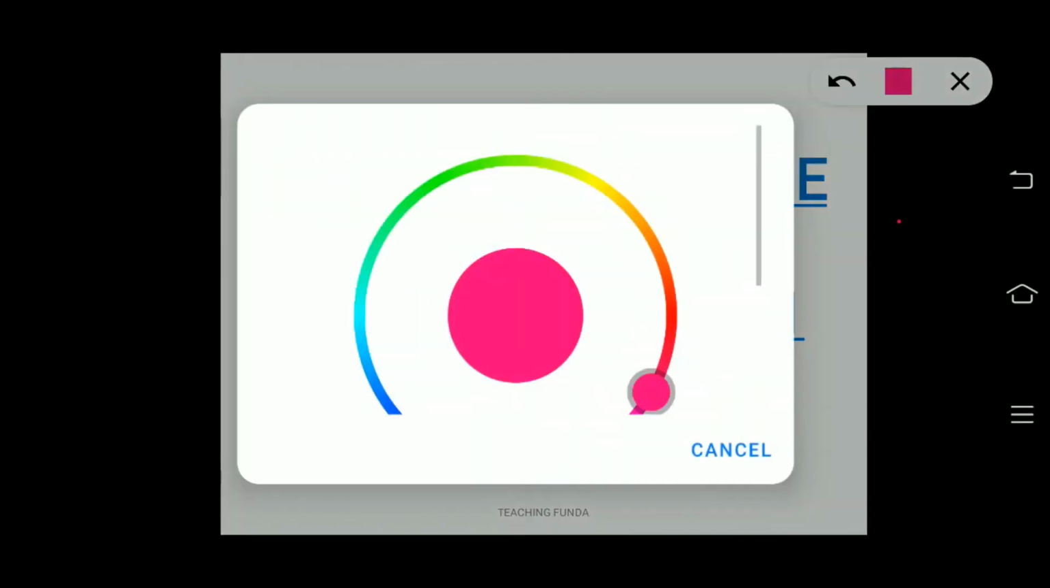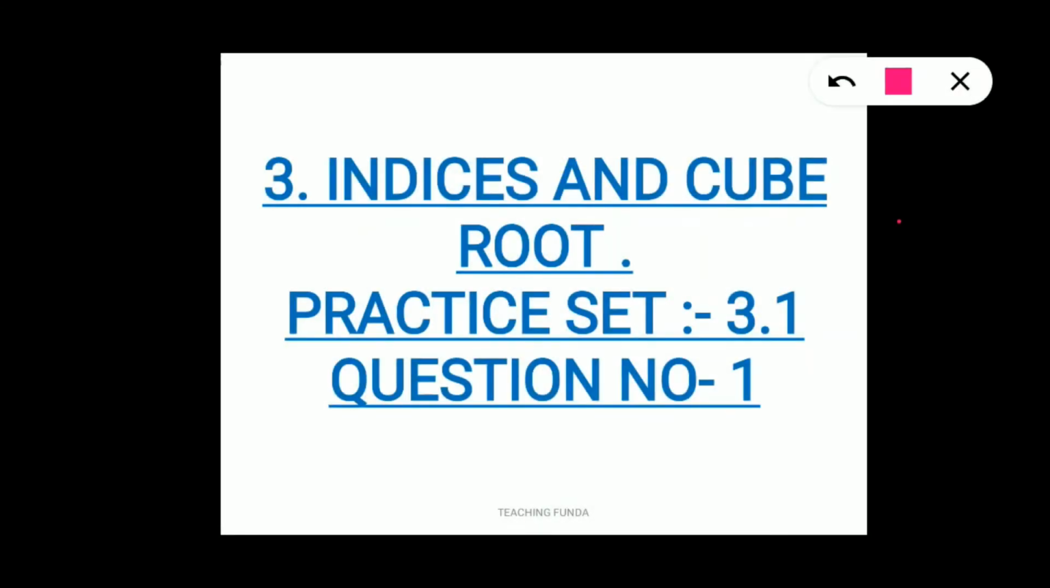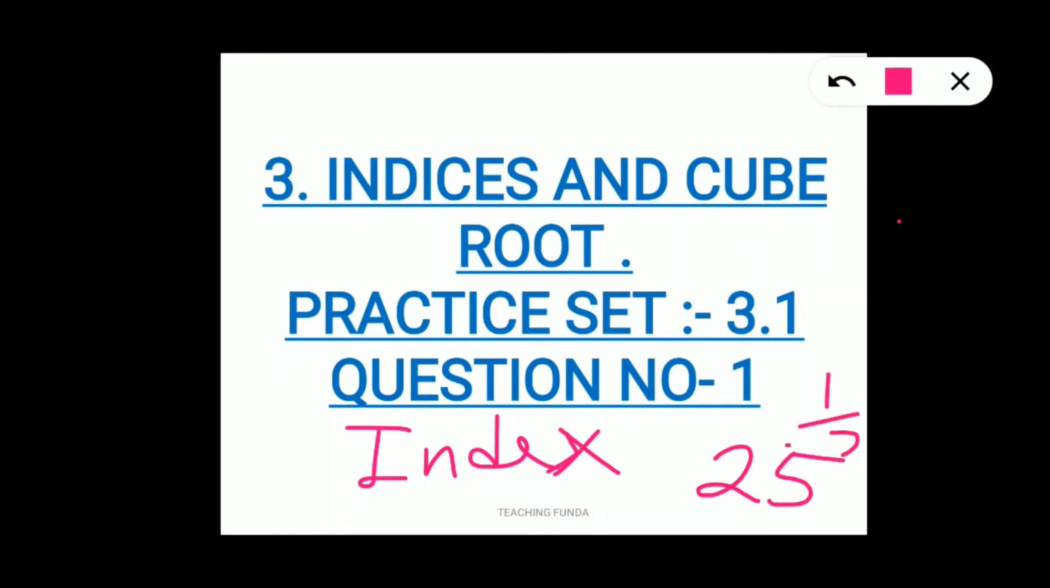Students, index form and radical form. Index form means what? Just see, if you want to write square root of 25, you first write 25 and then 1 upon 2. At the head of the 25 you have to write 1 upon 2.